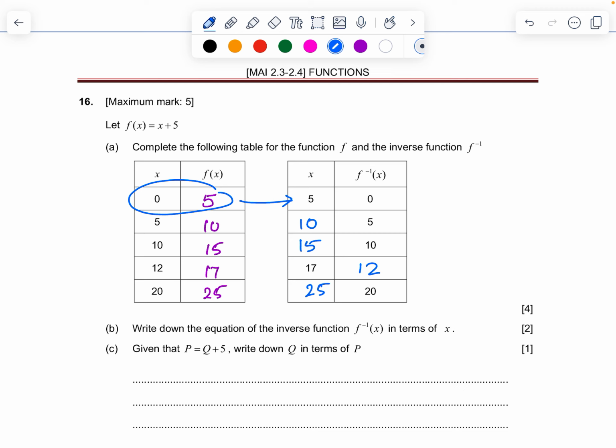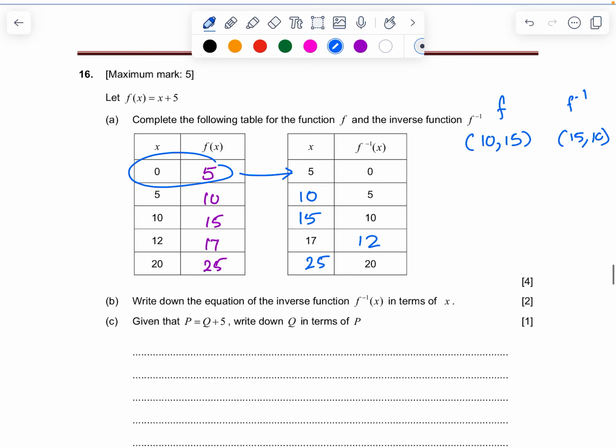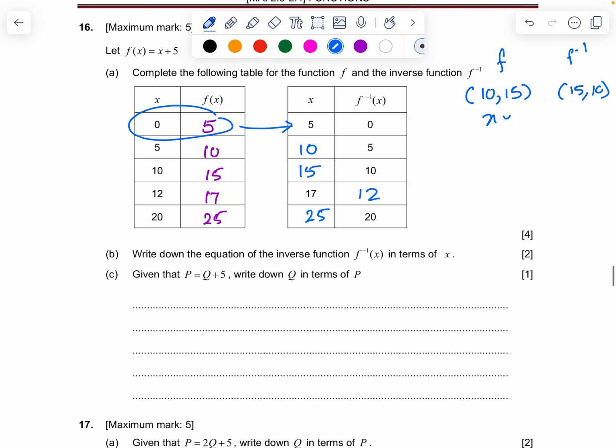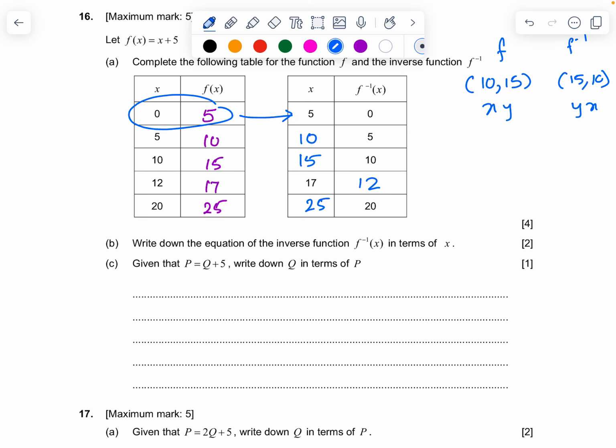F and f inverse mean they become the other way around. Xy will become yx. For example, in case of f of x, if it is 10, 15 in f, then in f inverse it will be 15, 10. That is the meaning of inverse. They become the other way around. Xy will become yx. Write down an equation of f inverse of x.